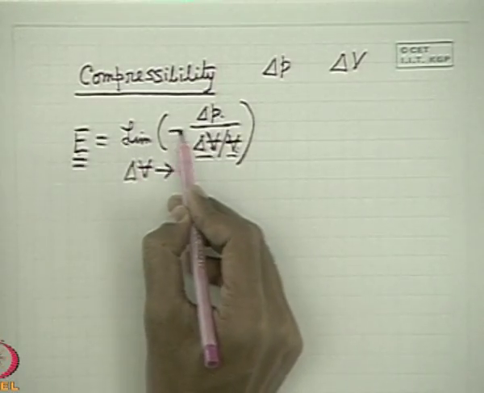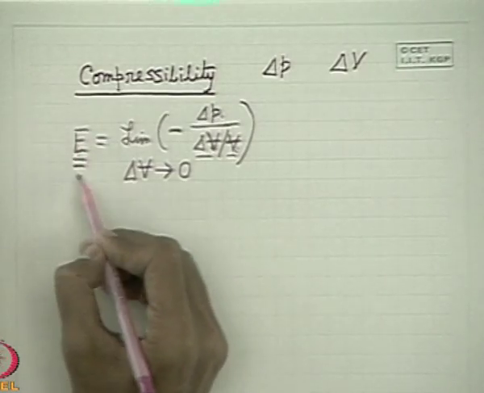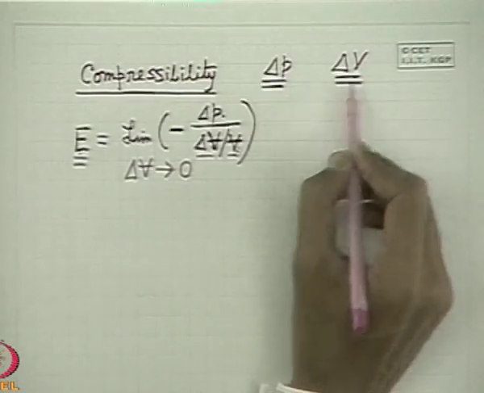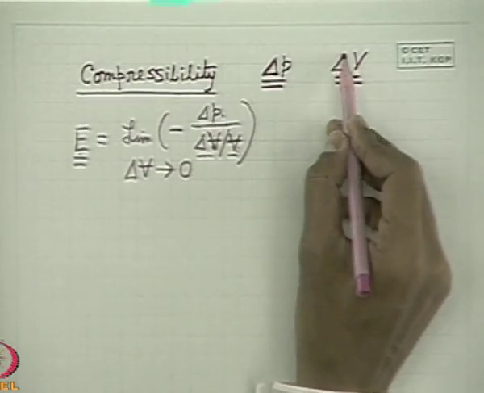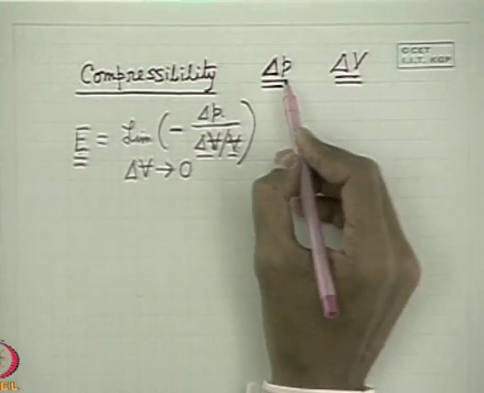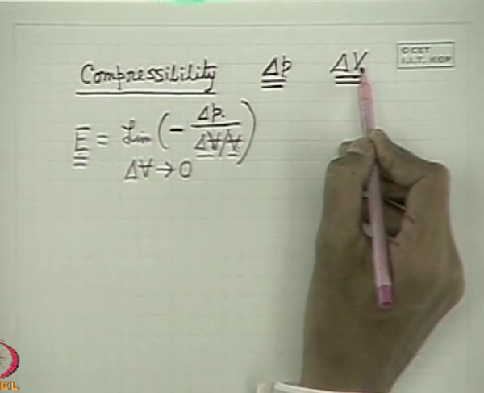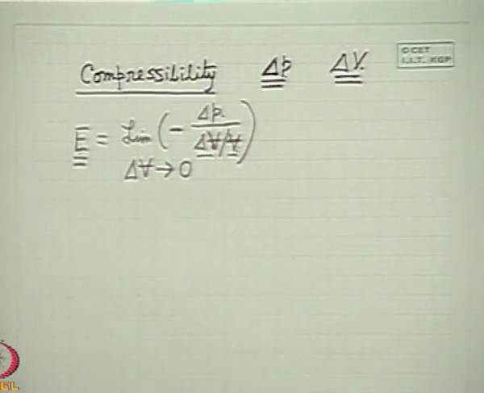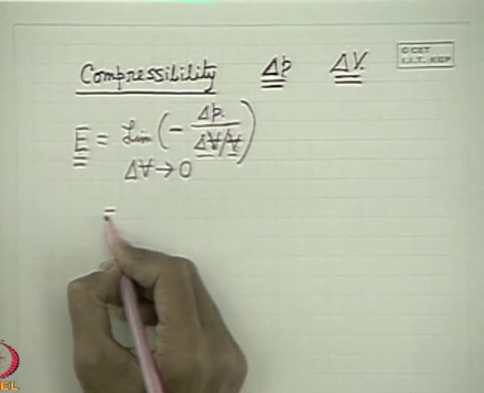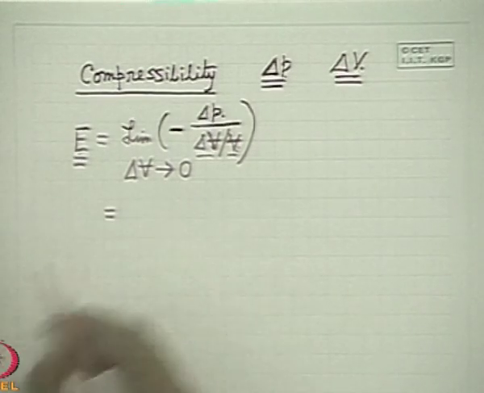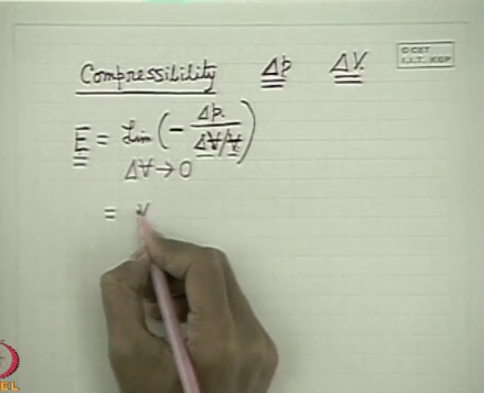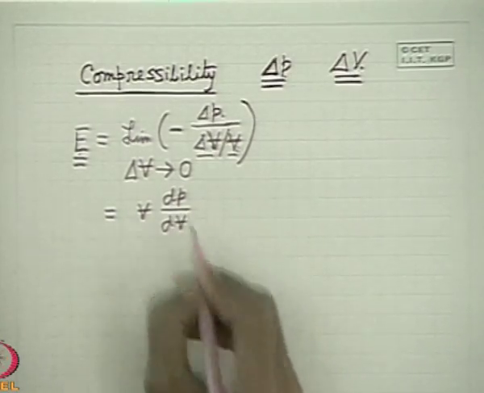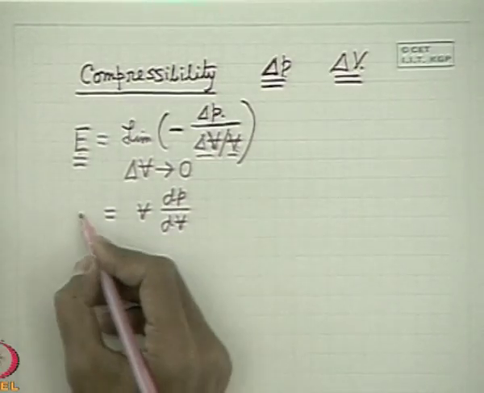A minus sign is deliberately given to assign a positive value of E, because it is the law of nature for all substances that delta P and delta V are of opposite sign. That means, an increase in pressure causes a reduction in volume and vice versa. So, therefore, a minus sign is used. This is the basic definition of bulk modulus of elasticity. We can write this in differential form as E = minus V dP/dV. Well, so this is the definition of it.